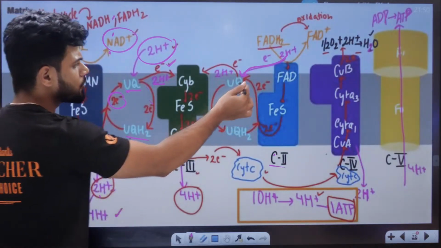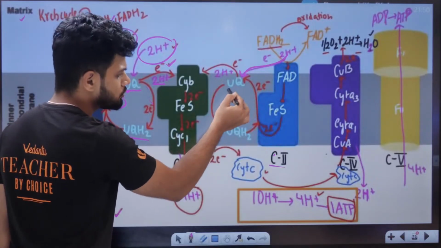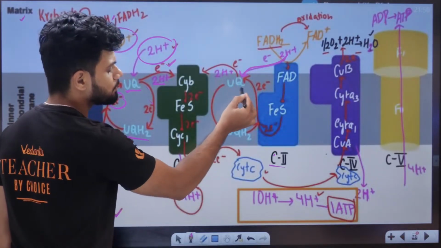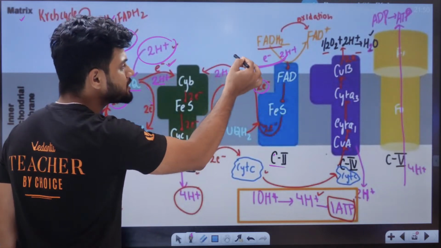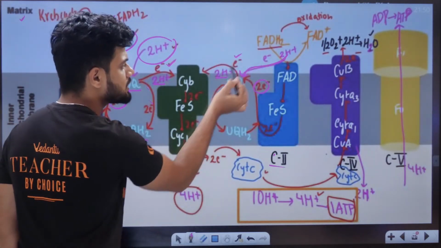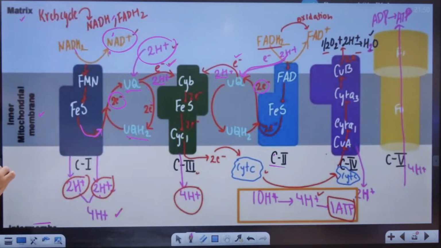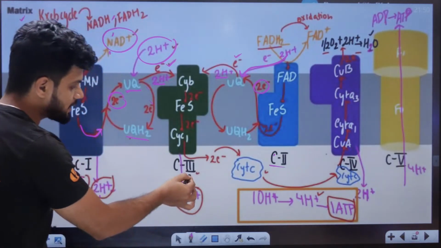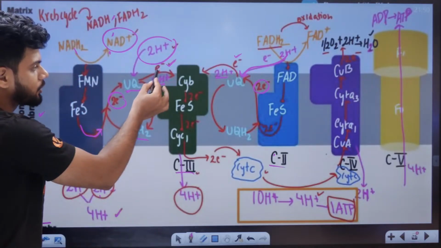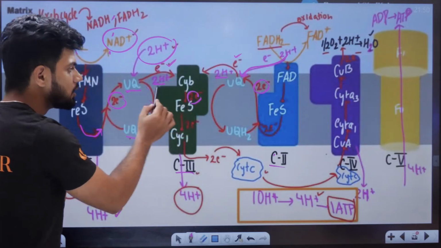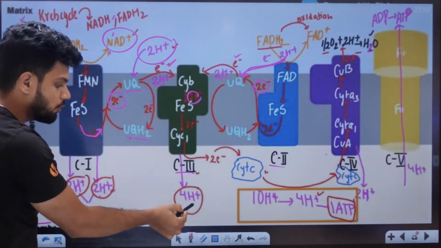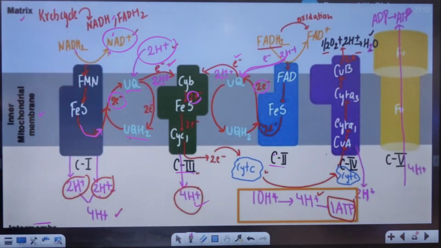Similarly, here also UQ, UQH2, UQ. The electrons are being sent here. So from 2 electrons, 1 electron is sent here, 2H plus from here is sent here. Okay, 1 electron is sent here. So in total to complex 3, 1 electron from here, 1 electron from here. 2 electrons are being sent, 2H plus, 2H plus, 4H plus is being sent here.